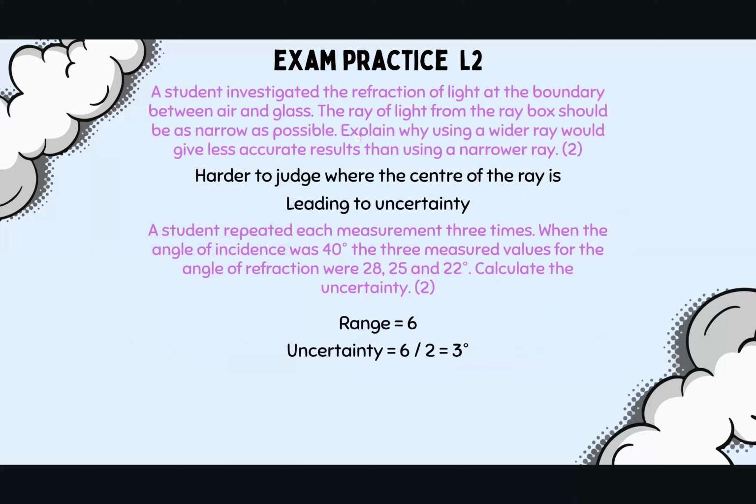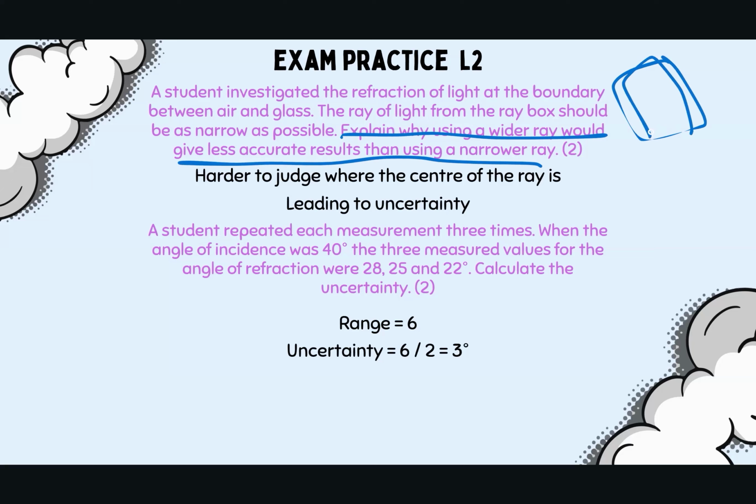Now explain why using a wider ray would give less accurate results than using a narrow ray. So this is from the ray box. When the light comes out of the ray box, you've probably done this yourself, you put this thing in front of it that makes the light come out in lines. The narrower you make those rays of light, the more accurate it is. That's because it's hard to judge where the center of the ray is if the ray of light's wider, and that leads to a bigger uncertainty.